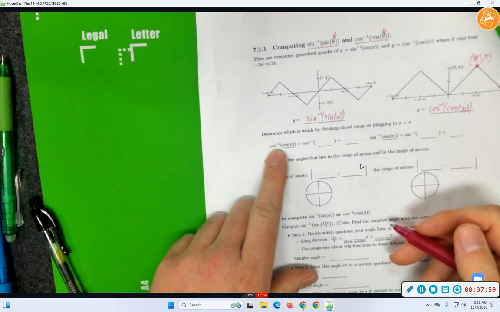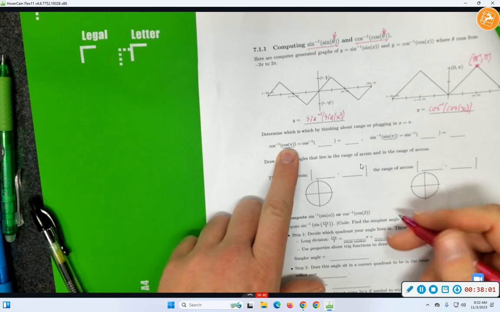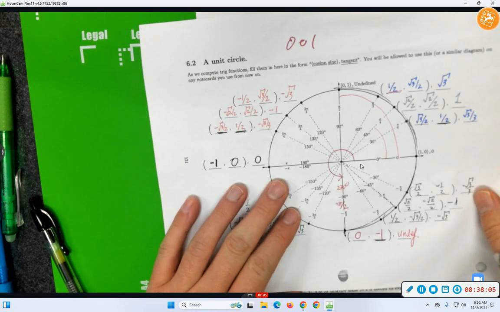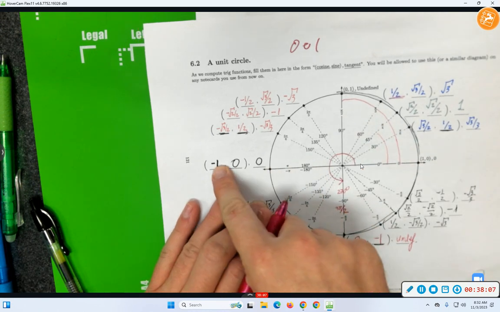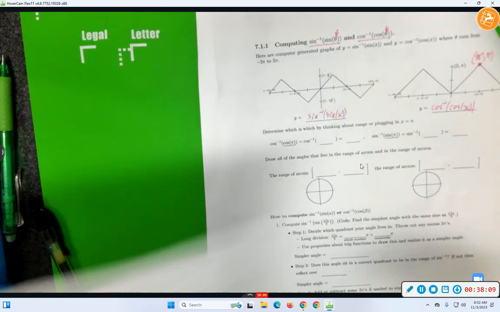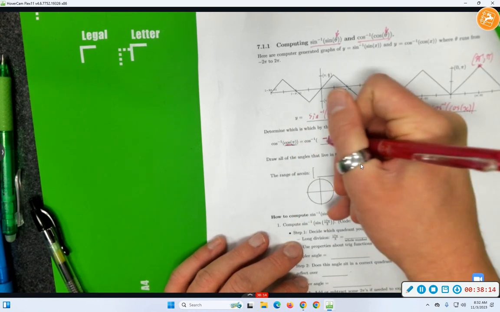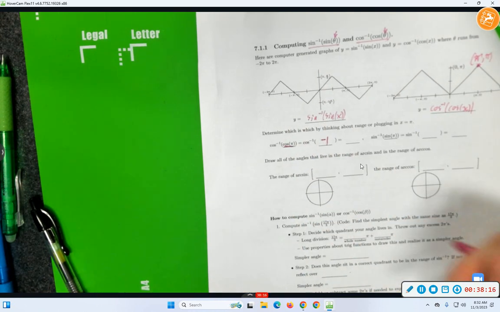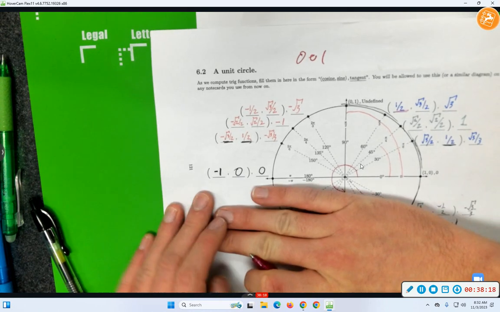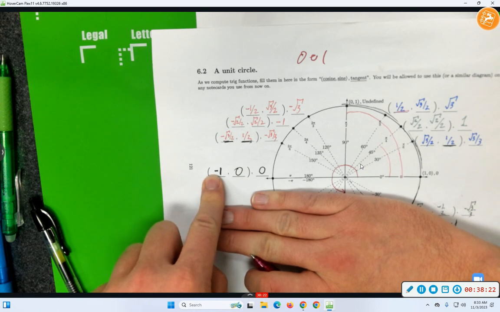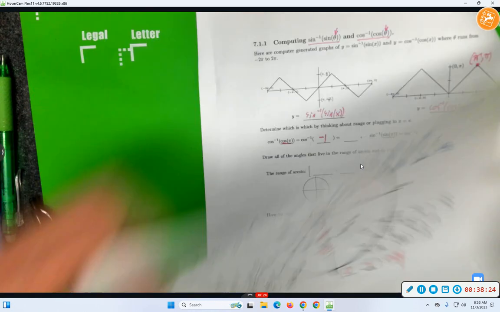If I want to compute the inverse cosine of the cosine of pi, well, I know the cosine of pi is -1. Inverse cosine of that: I want an angle between 0 and pi which has cosine -1. Pi is the angle I want.